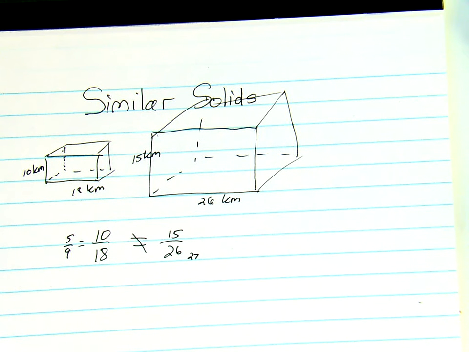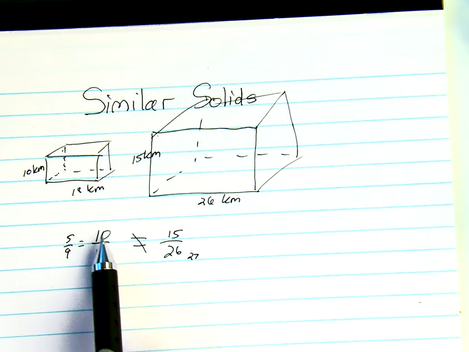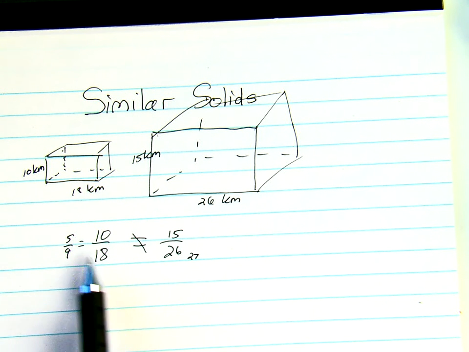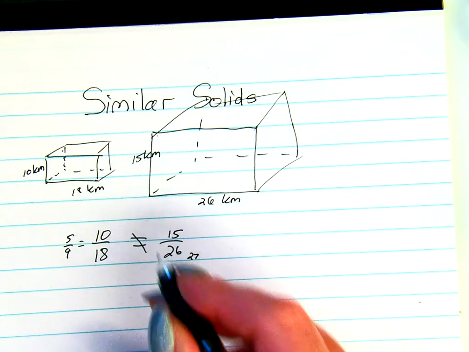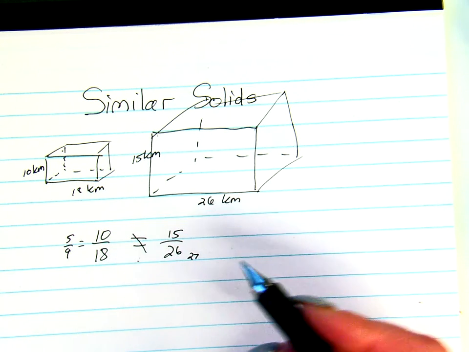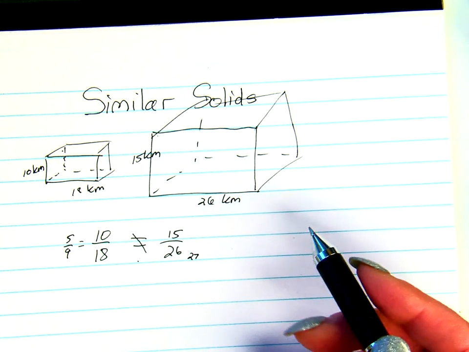I did that a little fast. I hope that you kind of could follow. All I did was reduce this ratio to see whether or not this reduced ratio could become this, and it can't. So this is not a proportion, so these are not similar solids.